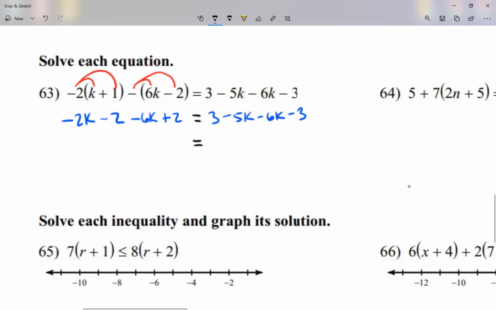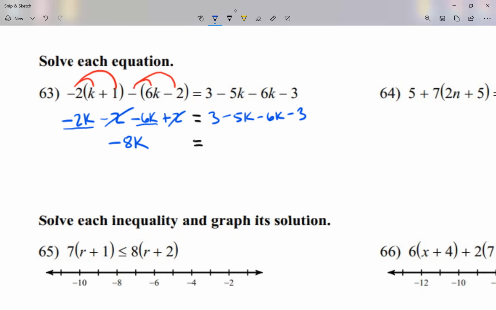Now here's my equal sign. On the left side, let me combine what I can. So let's take a look at letter-wise. -2 and a -6, that's going to give me -8k. And then number-wise, a -2 plus 2 is 0. I can write +0, or I can just not write it. I'm not going to write +0 because +0 is useless. So that basically cancels out because it's 0.